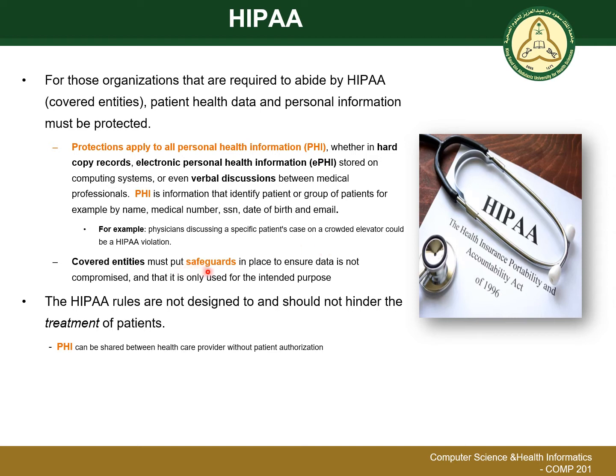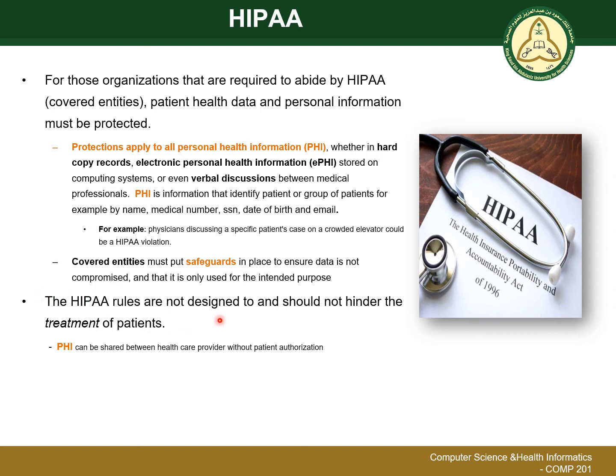So the covered entities must put safeguards in place to ensure data is not compromised and that it is only used for the intended purposes. So these health organizations are the covered entities who abide by the HIPAA Act. They need to add security and privacy measures to ensure that the data is not compromised and cannot be modified, and that they are trusted, and it is only used for the intended purposes. So any data will be justified by its purpose, which will be to improve the patient healthcare.